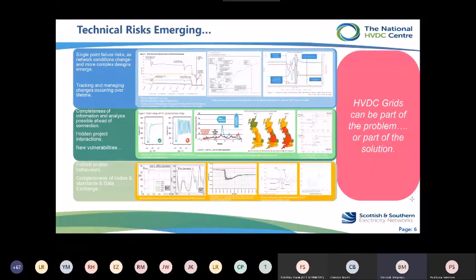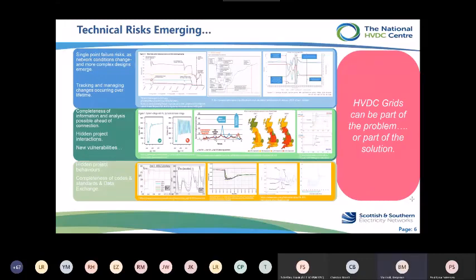And in these situations, there's a question about how you track them. How do you ensure that the tuning you do at the point of commissioning is robust against the range of operational scenarios that may emerge? And how do you ensure, as the network changes, as it inevitably will, that that is maintained? There's a question about completeness of control.